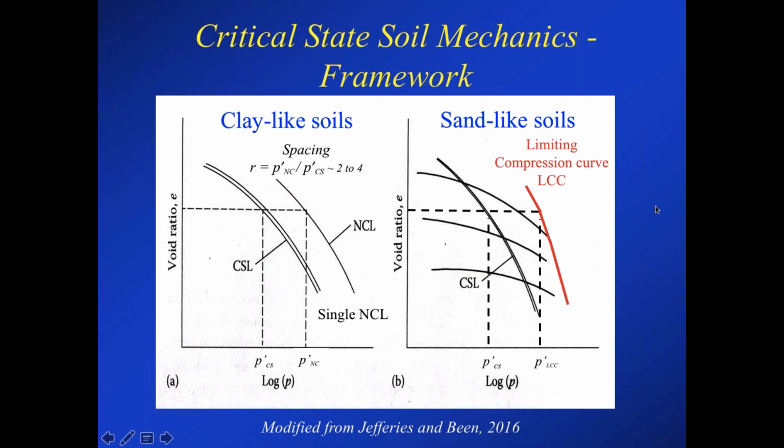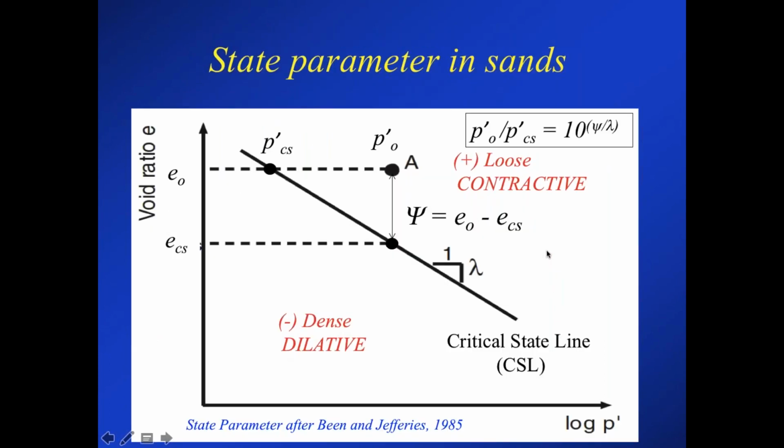Several researchers have suggested that there's actually a limiting compression curve, and this is built into the MIT sand model that Professor Andrew Whittle and his colleagues have worked on. They've suggested that there is, in fact, a limiting compression curve for sands, and at high stresses, it's basically parallel to the critical state line, as I've shown. And it likewise has a spacing ratio of about 4.